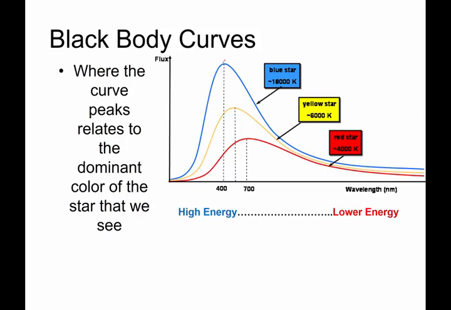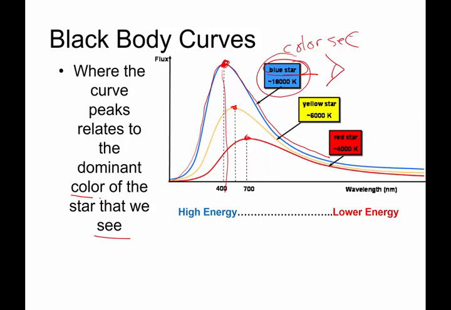Now, there is a peak to each one of these black body curves, and when a scientist takes a picture of an object, specifically a star, and looks at where that curve peaks, that corresponds to the color that we see. So we are going to see that color because that is the dominant color for that object. So if we look at a blue star, it's going to emit all of these different electromagnetic waves, and the peak is going to be in the blue region. Hence, it's going to appear blue to our eye.